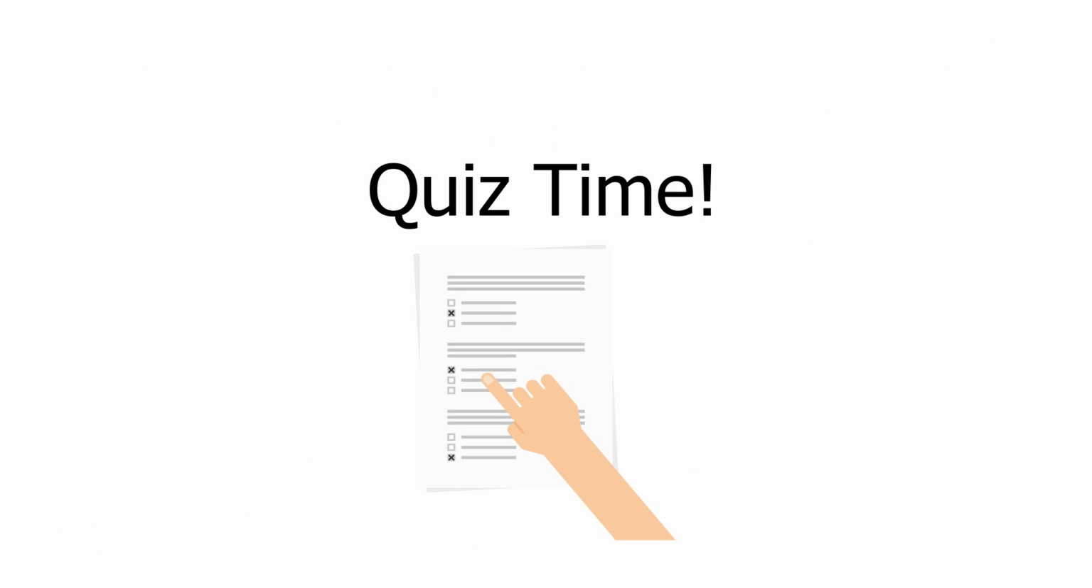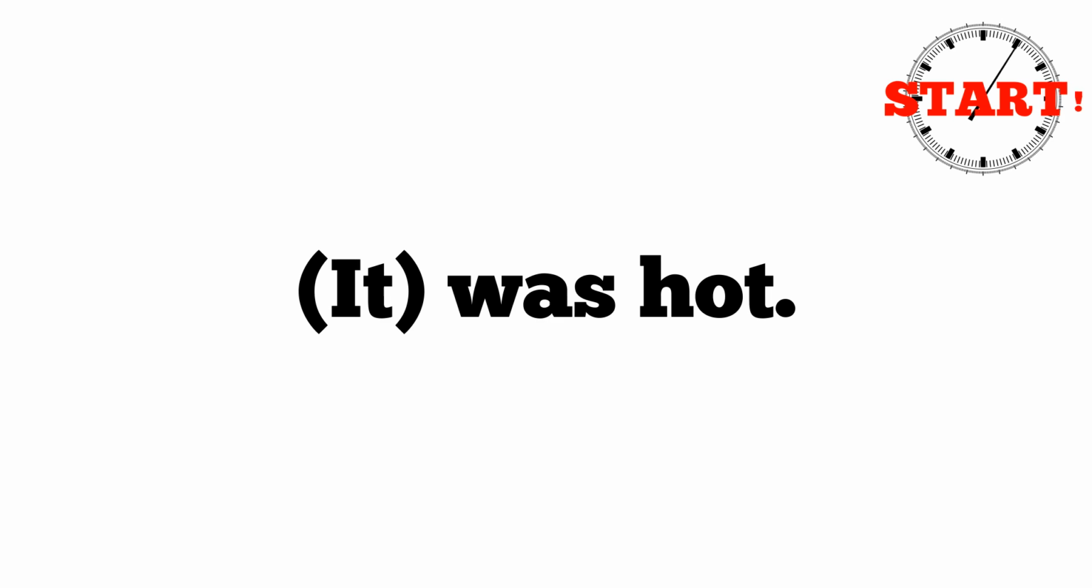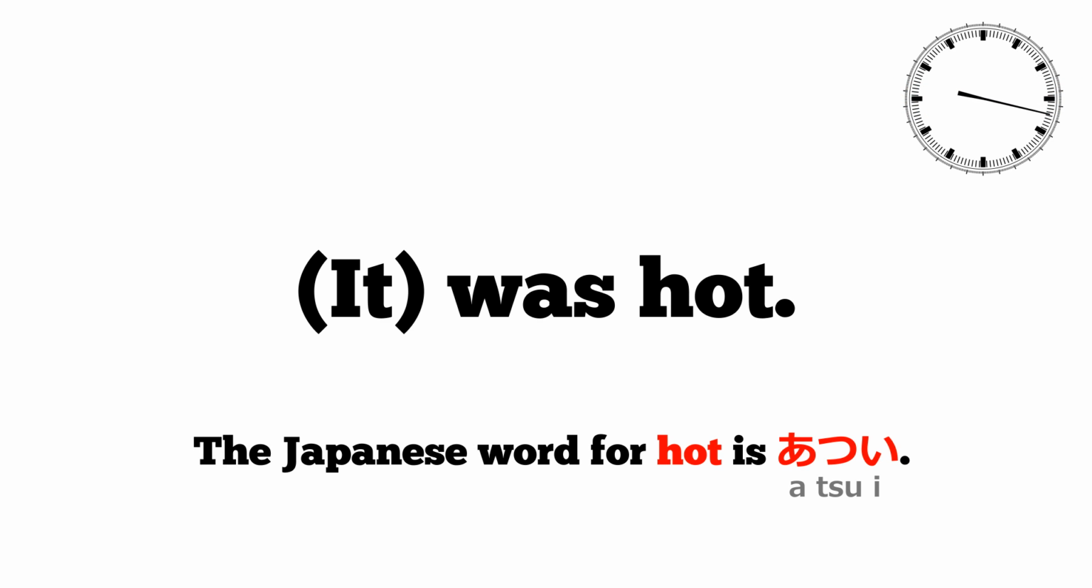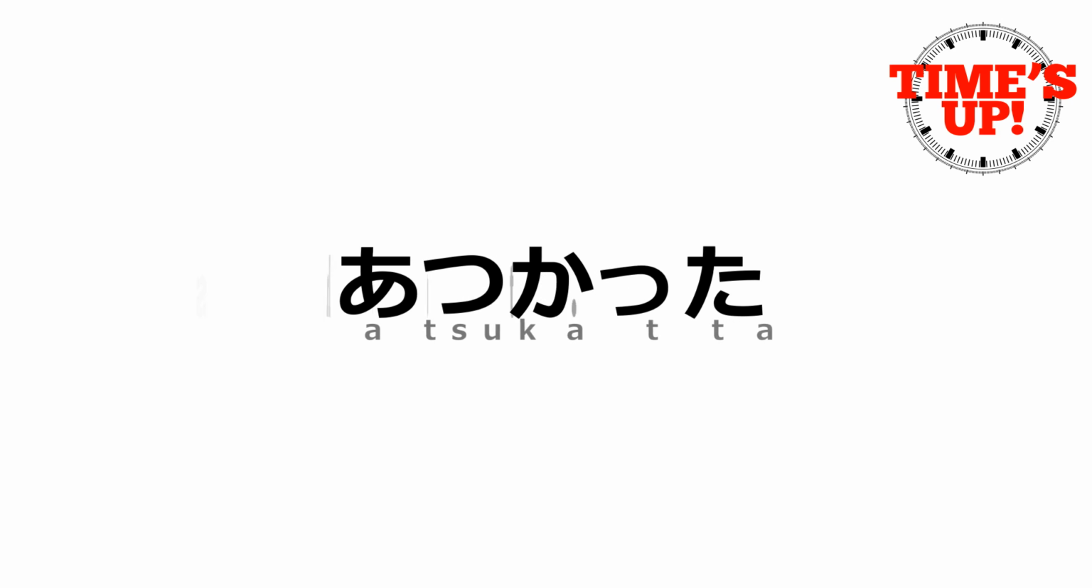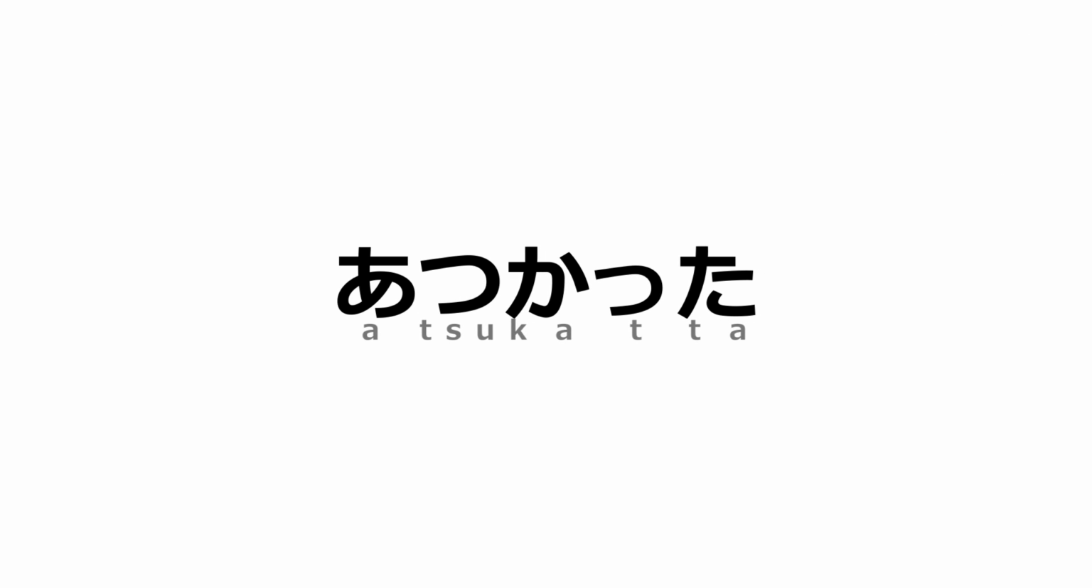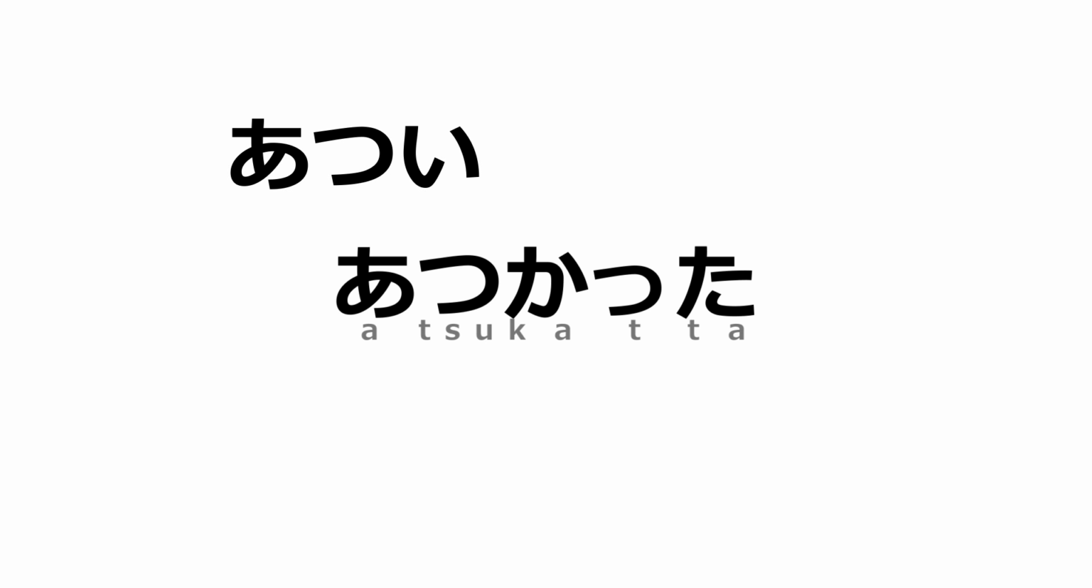Let's take a pop quiz. Can you tell me the following in Japanese? It was hot. And the Japanese word for hot is 暑い. For it was hot, you would say 暑かった. You take 暑い an i-adjective and cut off the い and add かった.